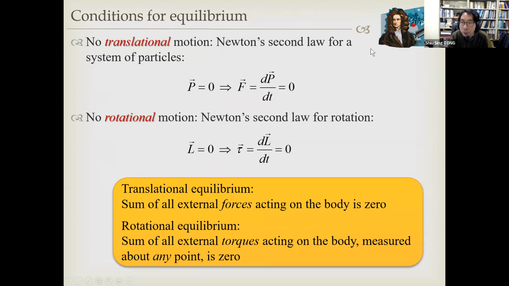Now, then I will talk about the condition for equilibrium, but I prefer to stop here because this is rather complicated, so I need more time to explain. And so I stop here for my lecture.